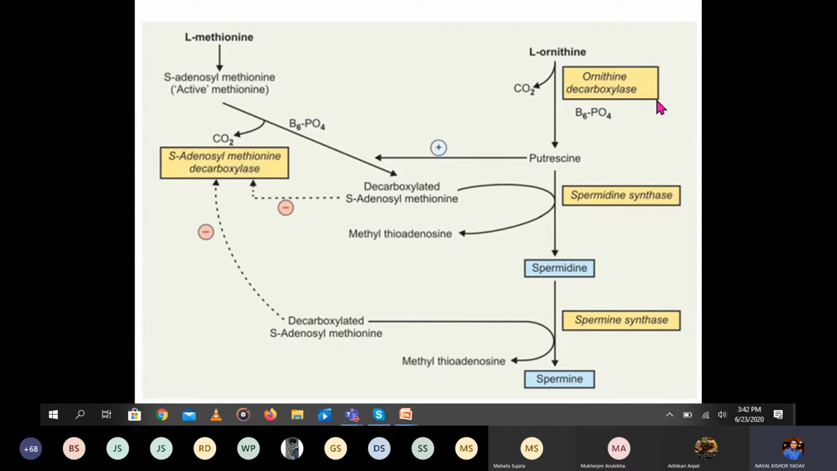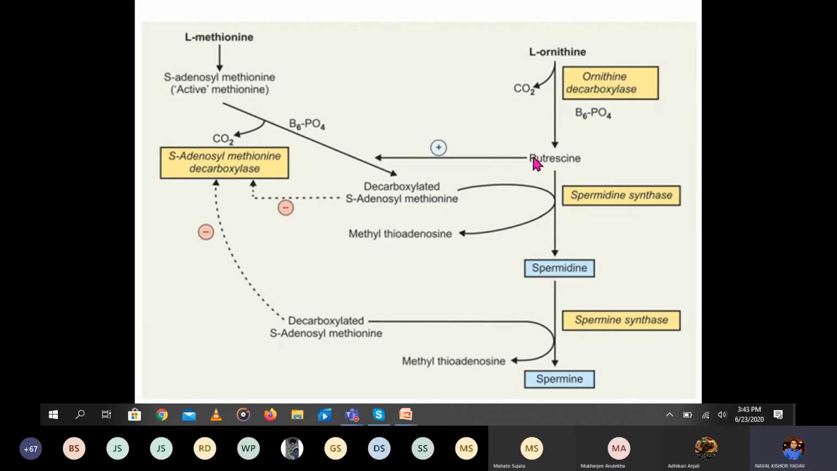Okay, so ornithine decarboxylase is the first enzyme, then spermidine synthase and spermine synthase. Only three enzymes. Plus we need one additional enzyme that is required for the formation of decarboxylated S-adenosyl methionine from the active methionine. This is the enzyme S-adenosyl methionine decarboxylase. Here also you can see a molecule of carbon dioxide is removed from the S-adenosyl methionine, that is the active methionine, and it forms the decarboxylated S-adenosyl methionine.